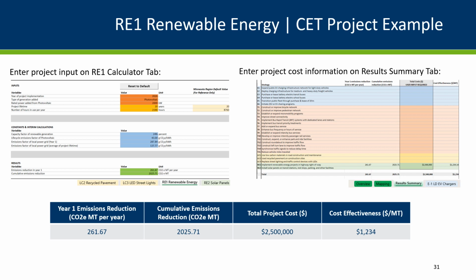Then, the cost information can be included on the Results tab to allow us to calculate the cost effectiveness of the project. In this example, we find a cost effectiveness of around $1,200 per metric ton of CO2. It should be noted that the annual emissions reduction is not the same for every year, since the grid emission factor goes down every year to incorporate all of Minnesota's state decarbonization targets.